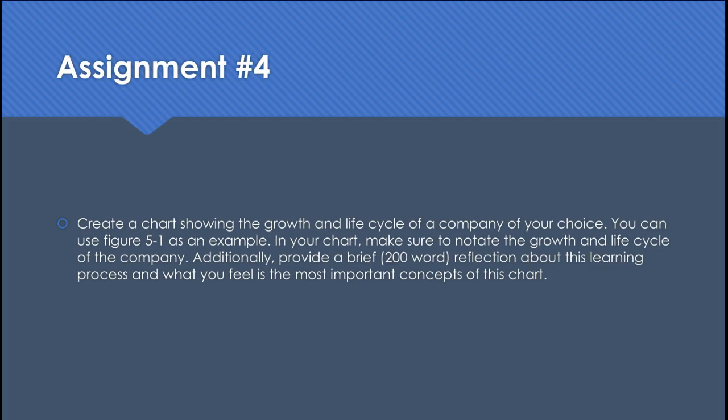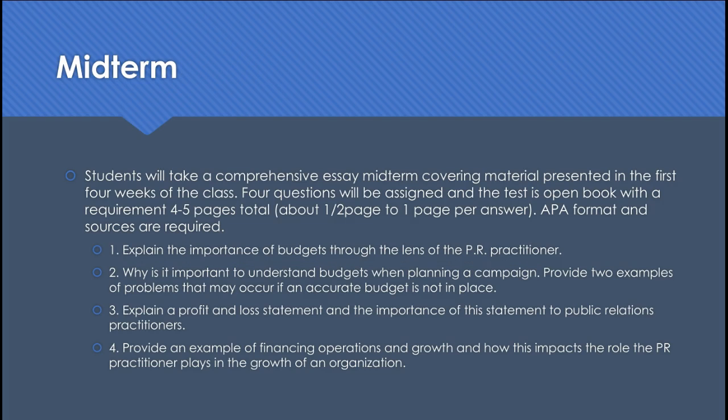In your assignment number 4, you'll provide an example of what you feel this chart would look like for the company you've chosen, as well as a 200-word reflection about how this learning process may be useful in terms of projecting some of your communicative goals and communicative plans for an organization from a PR perspective, and how this life cycle view helps you understand where those ideas may pertain to branding and things of that nature within public relations as well.